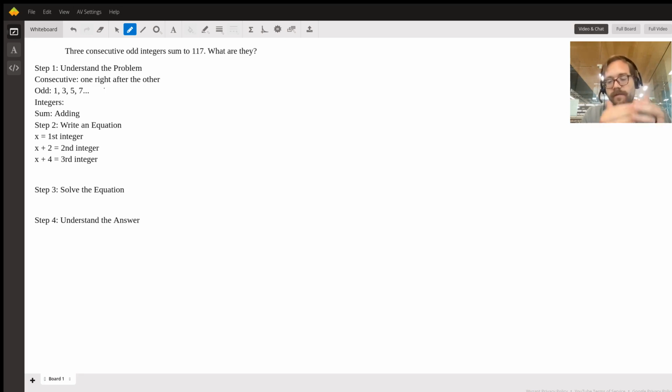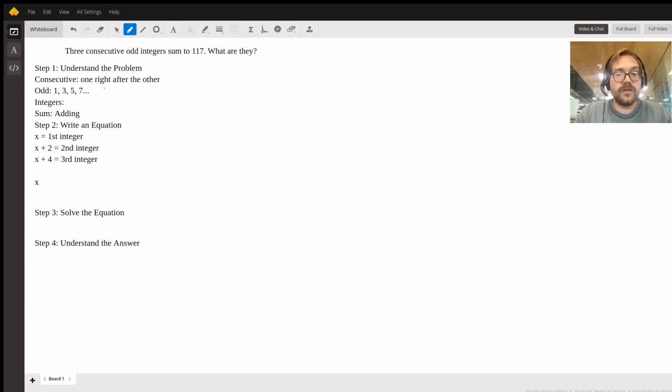If x represents the first integer, where we decided to start, then x plus 2 is the next odd integer, and x plus 4 is the next odd integer after that. Another way to think about it: I take the second odd integer, x plus 2, and add another 2 to get to the next odd integer, so we call it x plus 4. The prompt says the sum of all these should be equal to 117.